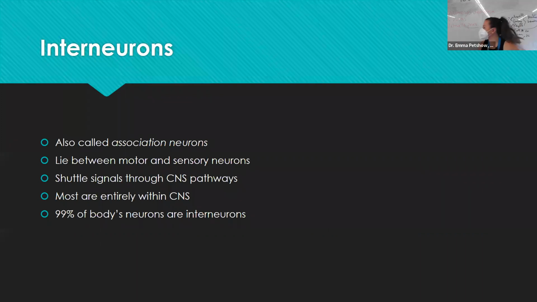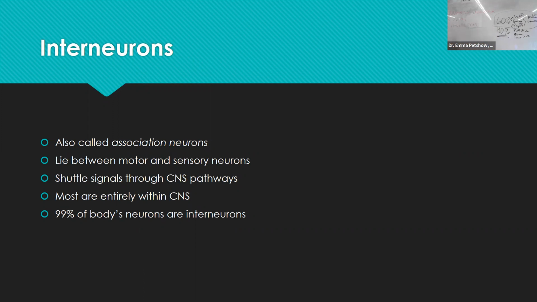There's then this other type, and this has been a test question I saw. There's interneurons. These are called association neurons. They lie between motor and sensory neurons. They shuttle signals through the central nervous system. Almost all of them are in the CNS. And 99% of our body's neurons are interneurons.